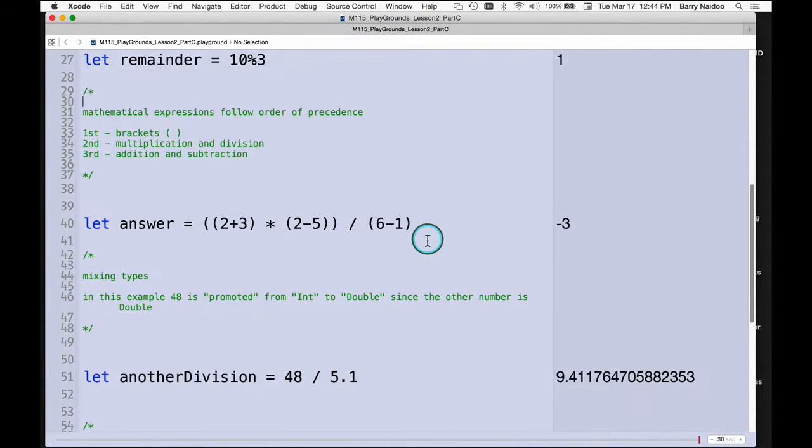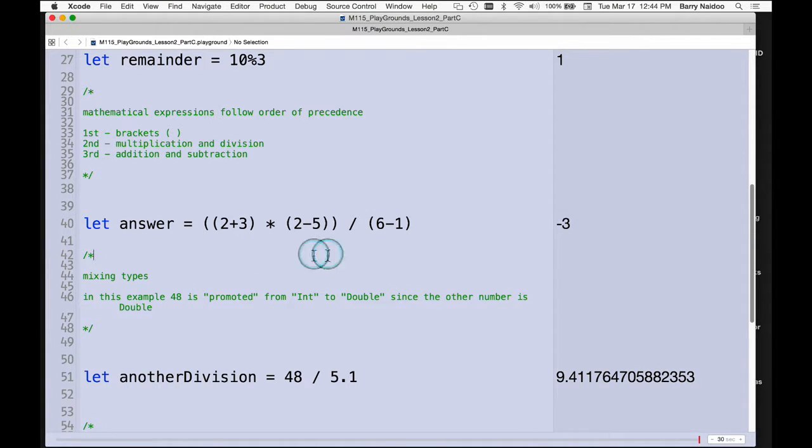So let's look at an example. I have a big expression here, and I want the computer to evaluate this expression and then put the final answer into this constant called answer. Let's have a look at what order of precedence it will follow to evaluate this expression.